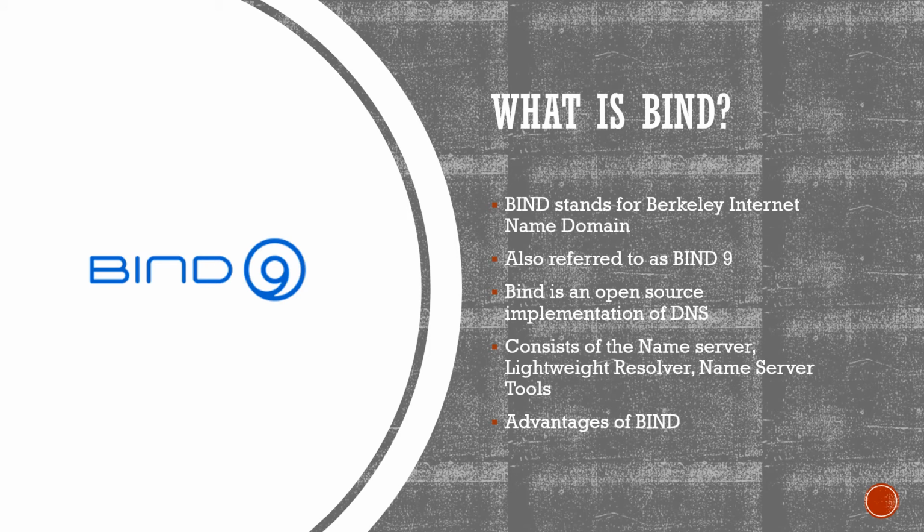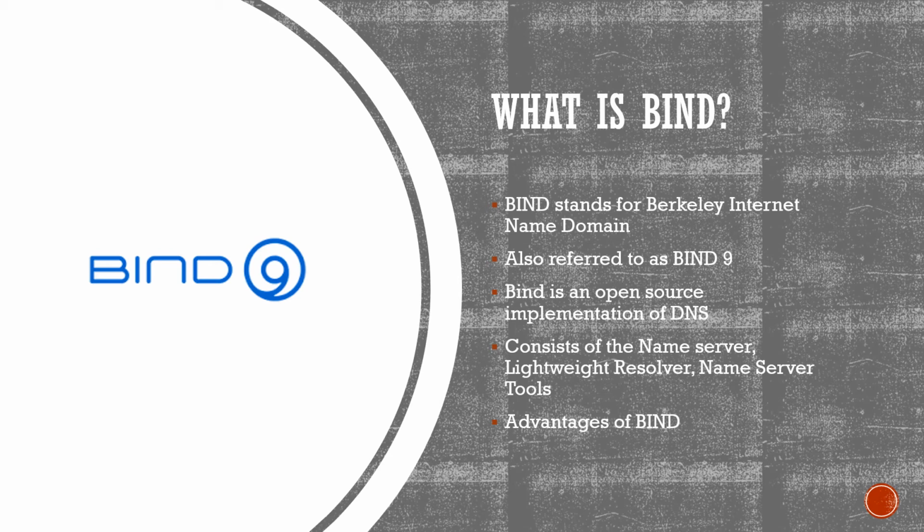So what is Bind? Bind is software that we're going to be using with Ubuntu to install DNS. Bind stands for Berkeley Internet Name Domain. It's also referred to as BIND 9, really commonly seen on the internet. I also included a picture of the logo on the left-hand side of the screen. Bind is an open source implementation of DNS, so it's essentially like putting a brand on a server. They took a server, put a brand on it, and it's one of the most popular domain name systems being used today.